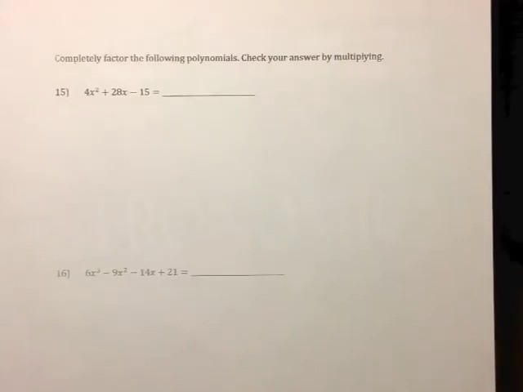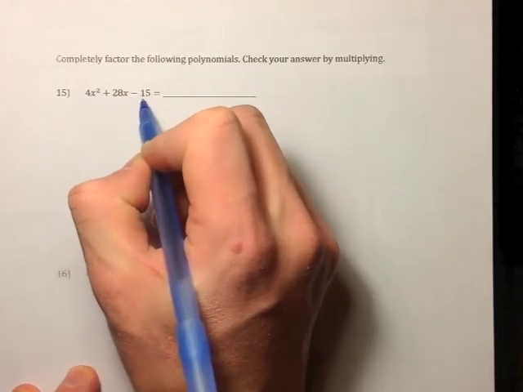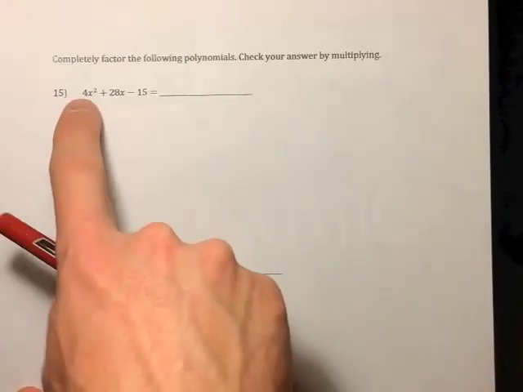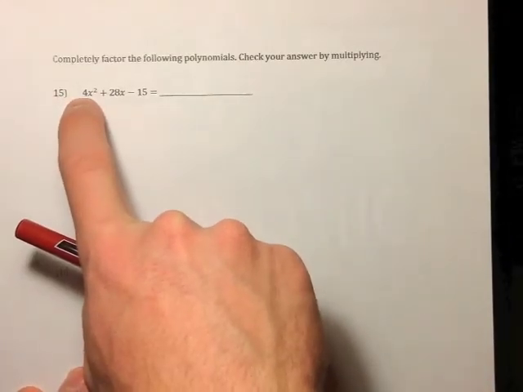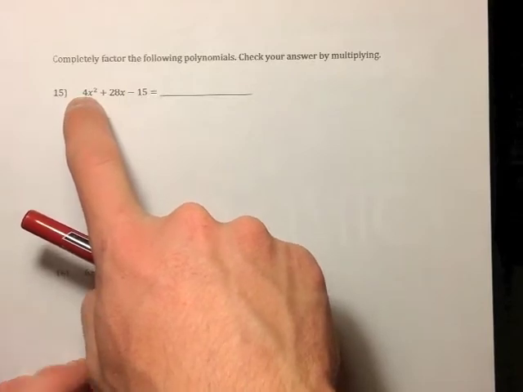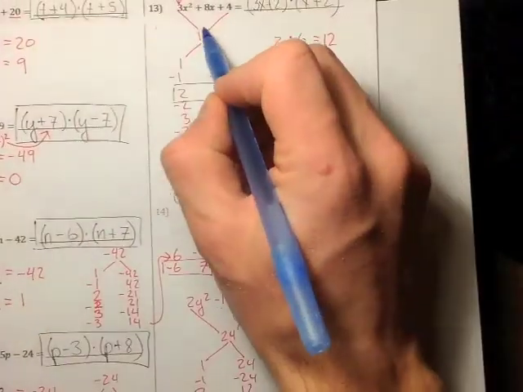Alright, now let's look at the next problem here. We are asked to completely factor 4x squared plus 28x minus 15. Now the first thing I notice here is that we have a number multiplying the x squared. That means that we cannot use the shortcut. So we're going to have to do it the long way. We're going to have to factor this in the same way that we factored these two.